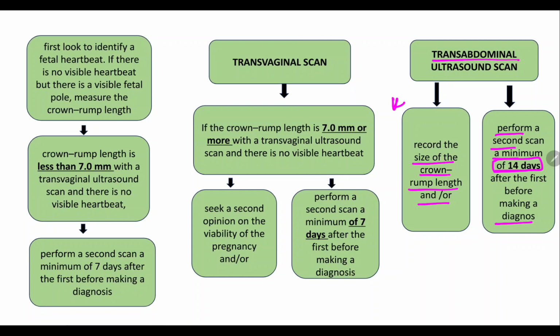So this is a common question. It is one of the important books for your MRCOG 2, that whenever you are doing a transabdominal scan and the CRL, what would be your next step? So your next step would be to record the CRL, okay? And then later on you will perform another scan in 14 days. The cutoff will be the same, okay?